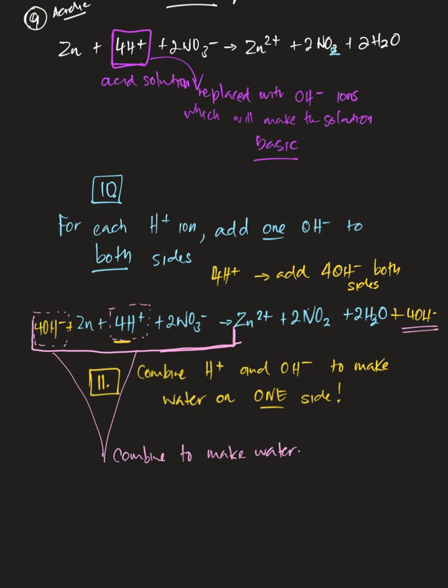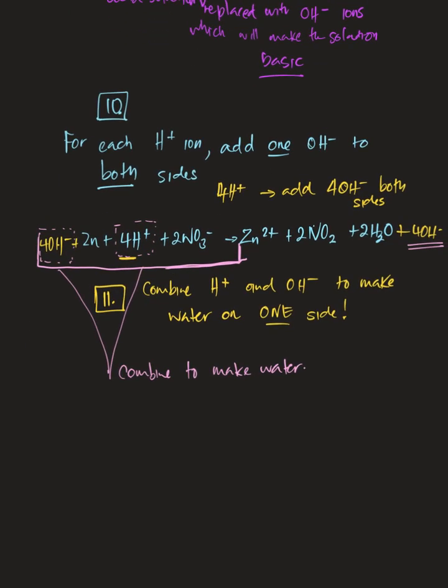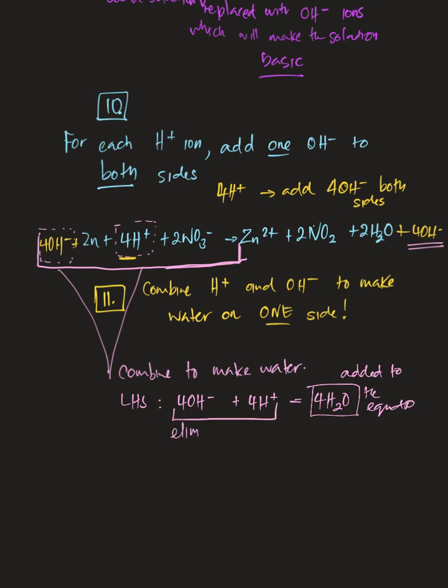Alright, so now what am I left with? This is all happening on the left hand side. 4OH minus plus 4H plus ions is going to give me 4H2O. Now this must be added to the equation, and this here must be eliminated, because what's actually happened is these two here have become that. So now we must rewrite our equation.